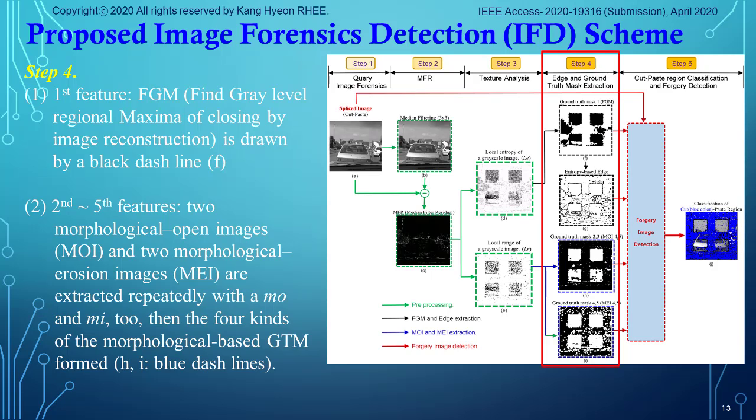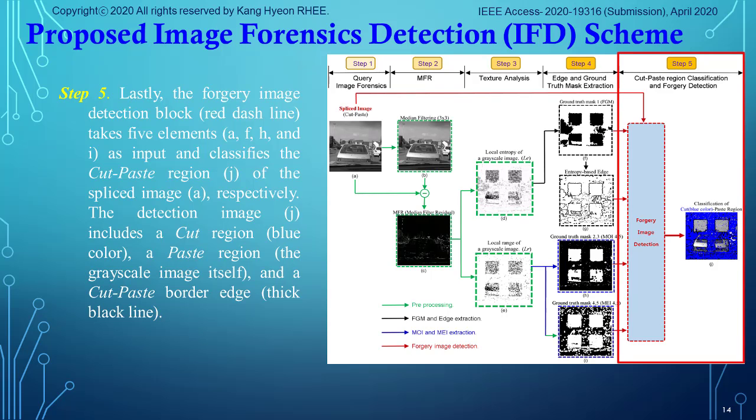Number 1. The first feature, FGM, which finds gray level regional maxima of closing by image reconstruction, is drawn by a black dash line F. Number 2. The second to fifth features, 2 morphological open images (MOI) and 2 morphological erosion images (MEI), are extracted repeatedly with MO and ME. Then the 4 kinds of morphological based GTM are formed, H, I, blue dash lines.